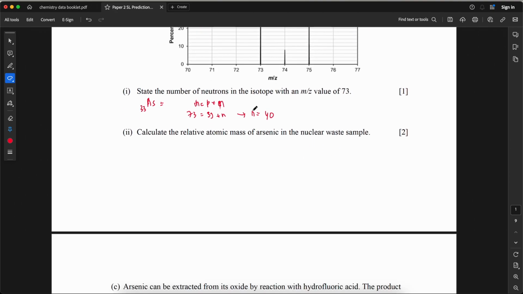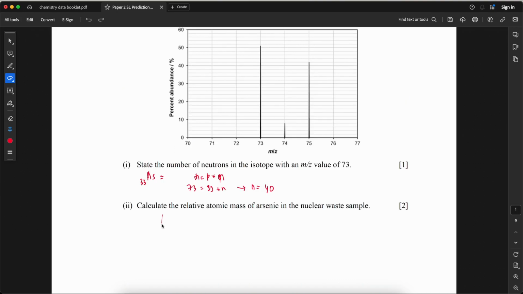Calculate the relative atomic mass of arsenic in the nuclear waste sample. So the relative atomic mass would be 73 times 51, plus 74 times 8, plus 75 times 43, divided by 100. It will be 74.7.